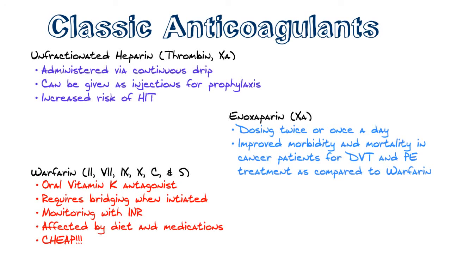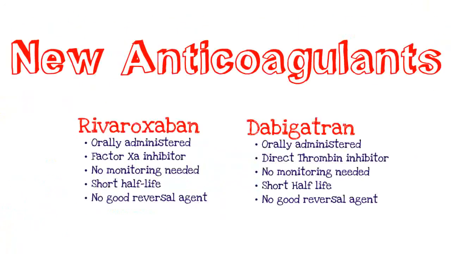Now, we have our classic anticoagulants that we've been using for years. But now there are new anticoagulant agents that we can use to treat people for both DVT, PE, and atrial fibrillation for prophylaxis for stroke. Some of these include rivaroxaban and dabigatran.